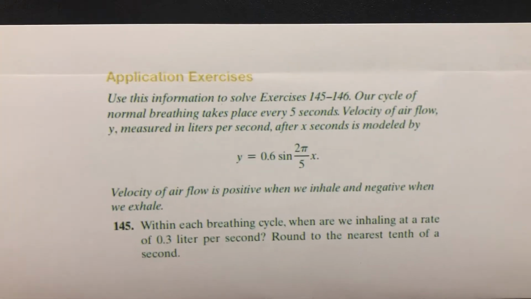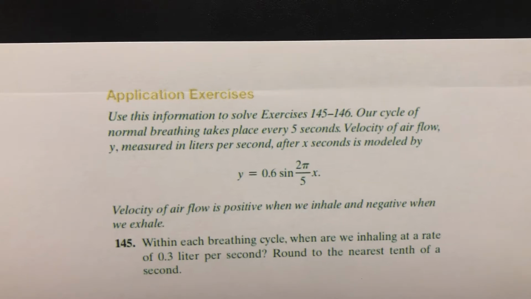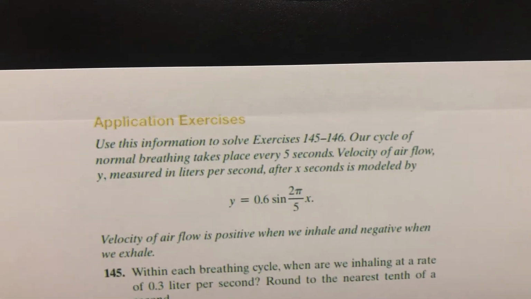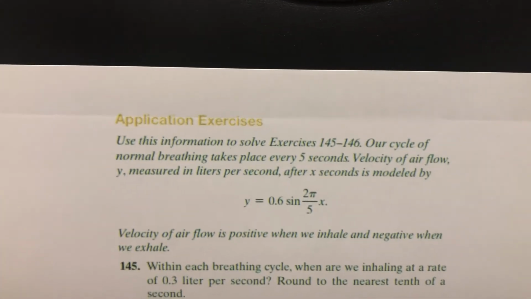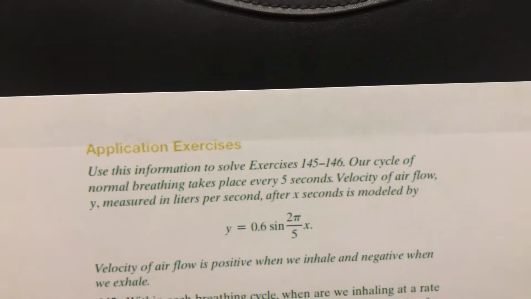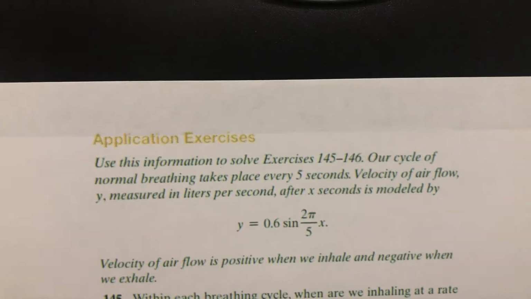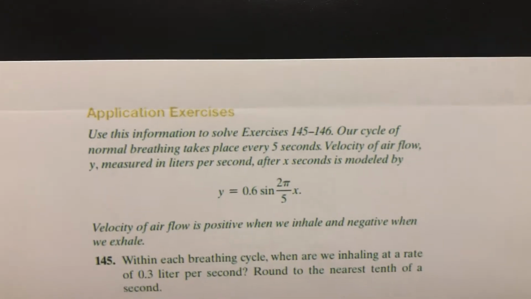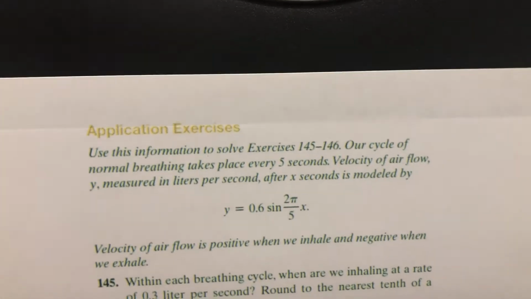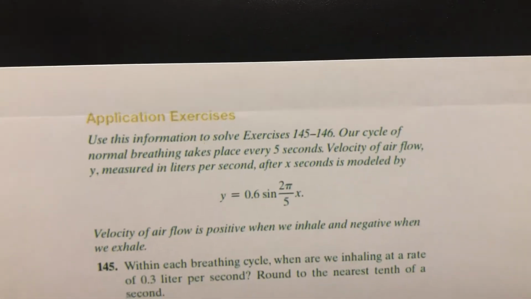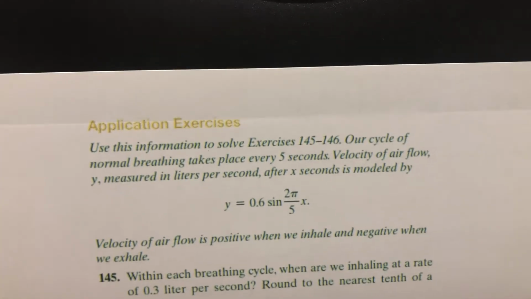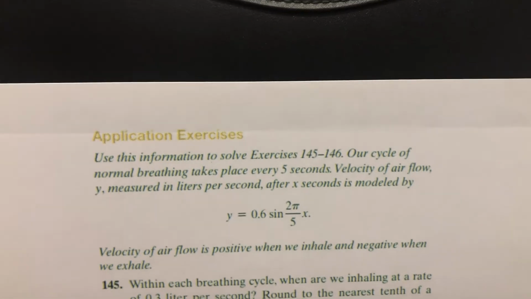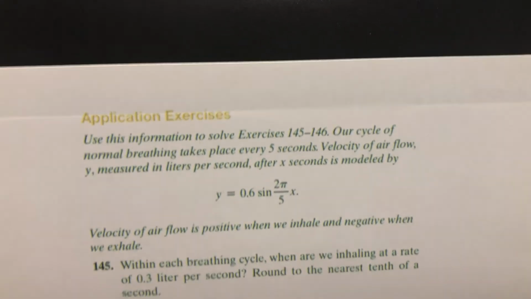Our cycle of normal breathing takes place every 5 seconds. Velocity of airflow, y, measured in liters per second after x seconds is modeled by y is equal to 0.6 sine of 2 pi over 5 x. Velocity of airflow is positive when we inhale and negative when we exhale. Within each breathing cycle, when are we inhaling at a rate of 0.3 liters per second? Round to the nearest tenth of a second.